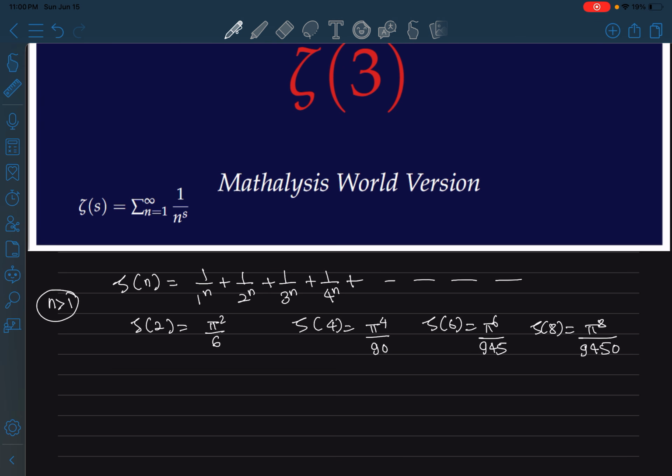But the thing is, for zeta 3, zeta 5, zeta 7, we definitely know their decimal values using computers, right? But their exact value in terms of known constants is still an unsolved problem. We don't even know if they have a value in terms of the constants we already know, like pi, or e, or the Euler-Mascheroni constant, or the Glaisher-Kinkelin constant, or such things.